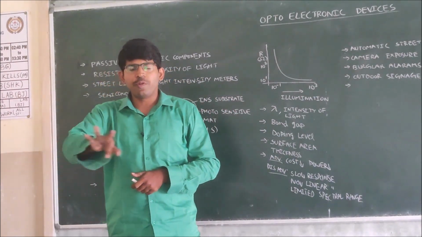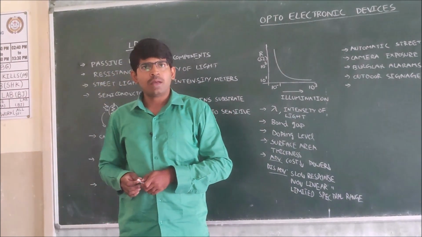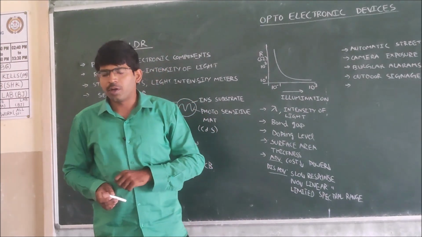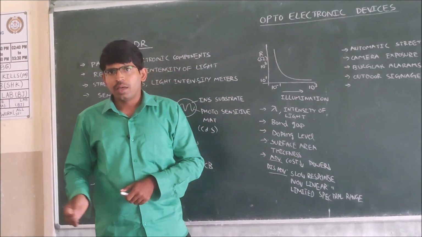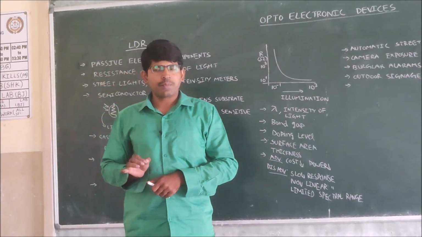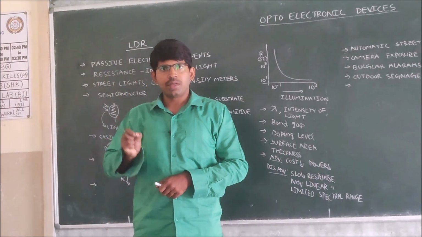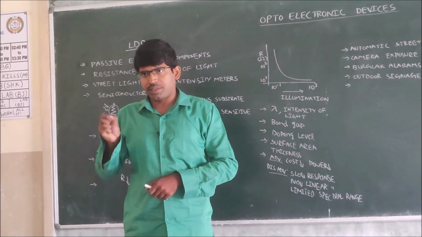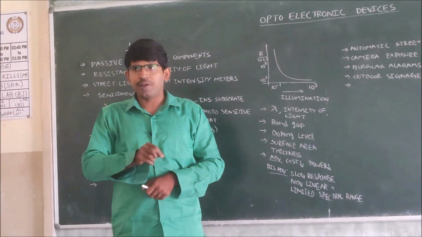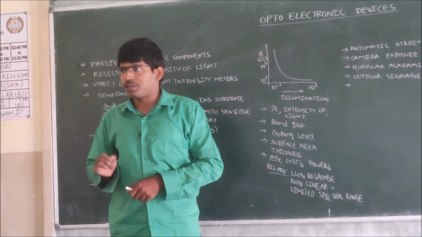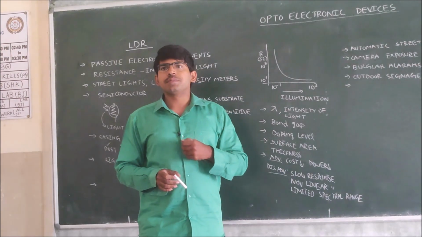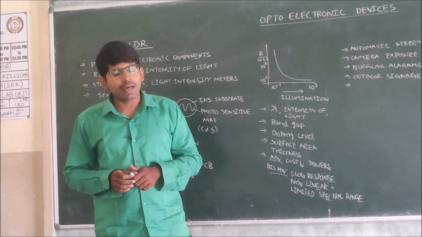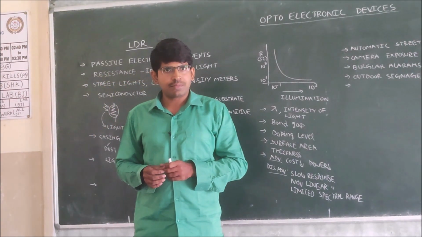We have discussed various electronic devices, but in this chapter, we are going to discuss optoelectronic devices. Here we will try to understand how light will affect our electronic device, how light will affect different electronic components. Light may be either visible light, ultraviolet light or infrared light.